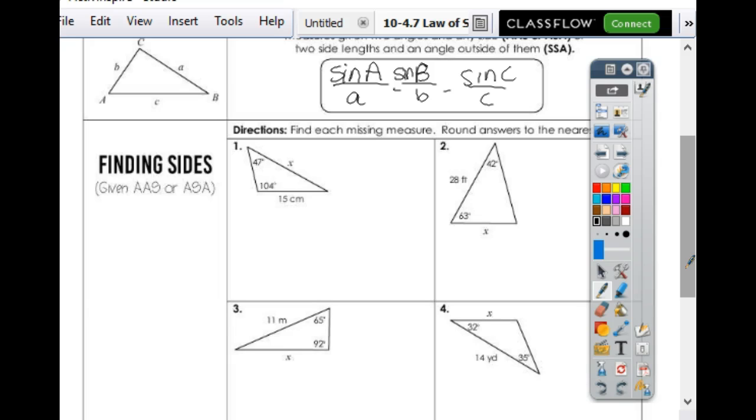So if you look, I have an angle and a side. Right? Does everybody see this? Angle, angle, side. Angle, angle, side. So when you have angle, angle, side, we just have to figure out which side I'm looking for or which angle I'm looking for. So in this case, they are looking for the side across from the 104, correct? So I want sine of 104 over x. And that's going to equal, I have sine of 47 over 15.